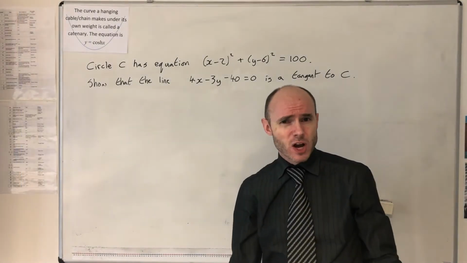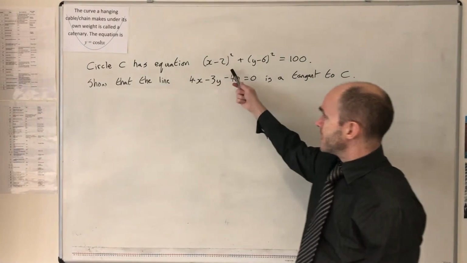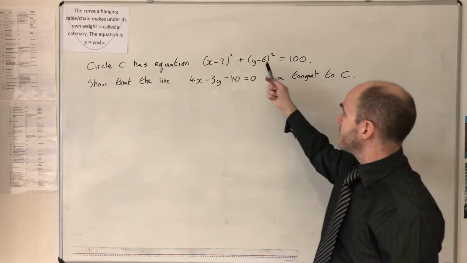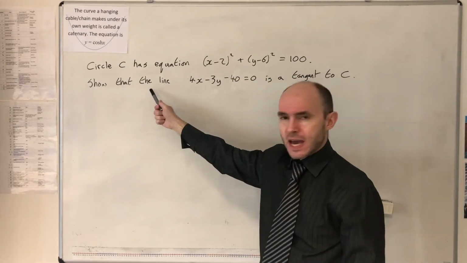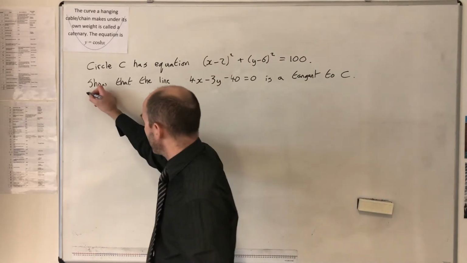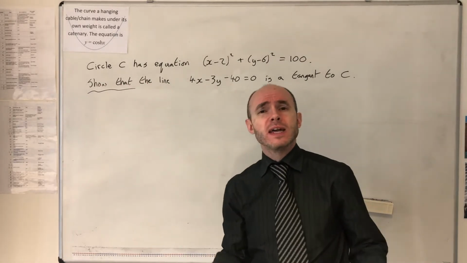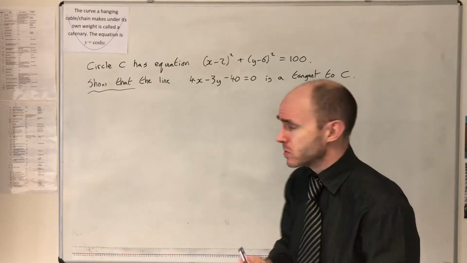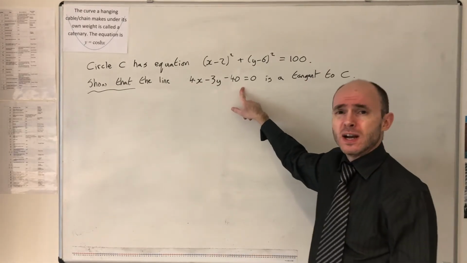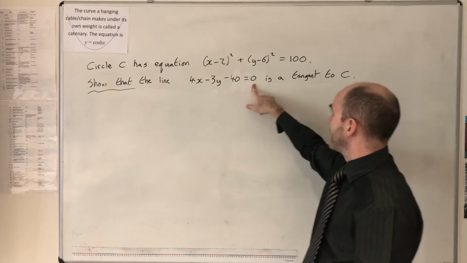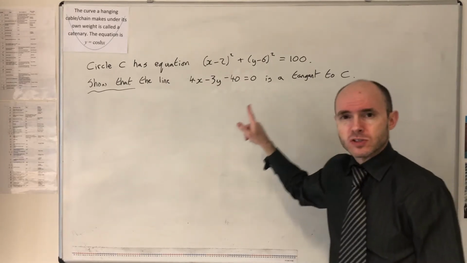So here's my next example. Circle C has equation (x - 2)² + (y - 6)² = 100. Show that, so to show that question, I'll highlight that. That means more working than is normal is needed for this. Show that 4x - 3y - 40 = 0, that's an equation of a straight line, is a tangent to C.